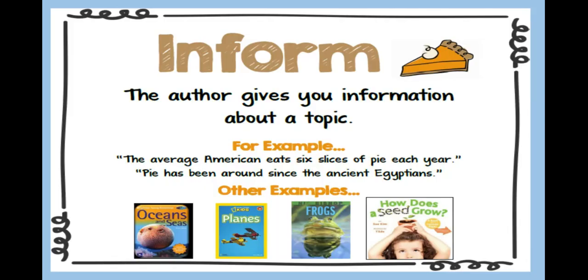Our next author's purpose is to inform. When an author is informing you, they are giving you information about a topic. So, for example, the average American eats 6 slices of pie each year. Pie has been around since the ancient Egyptians. They're telling you facts and information all about pie. Some other examples are the books Oceans and Seas, Planes, Frogs, and How Does a Seed Grow? All of those books are nonfiction books because remember, nonfiction books give you information. They inform you about something.